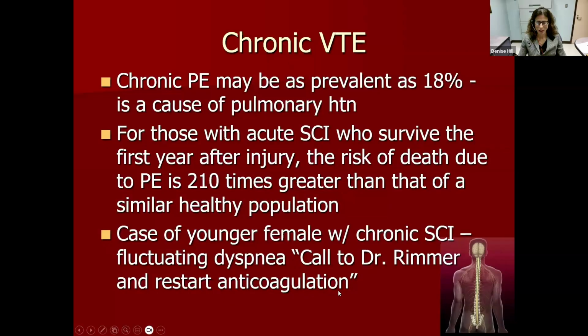And just an interesting little clinical story. I had a younger female with chronic spinal cord injury that I was following in my clinic. She would have fluctuating dyspnea. And after the first time, when we all gathered around and tried to make sure she was okay and gave her anticoagulation, she would actually present yearly and say, "Oh yeah, I had a little bit of shortness of breath," and I called Dr. Rimmer, the respirologist, and restarted my anticoagulation. So she was continually experiencing recurrent PE and just needed to have that connection. So it is a real problem that's still happening.